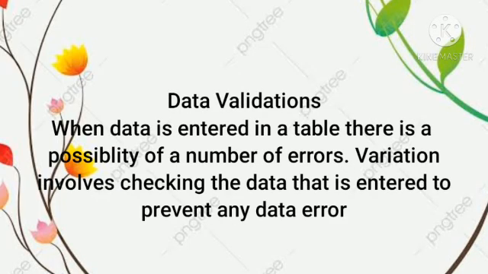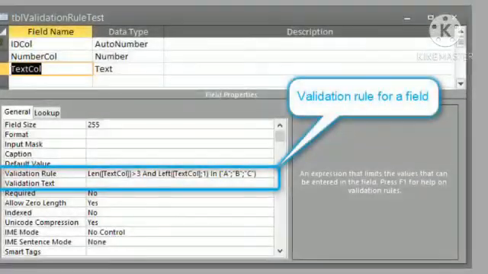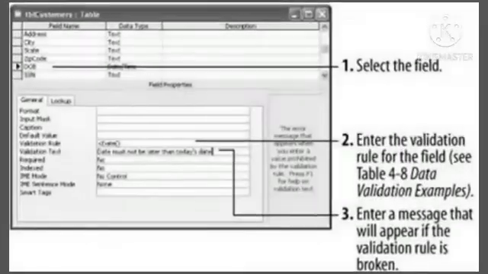Data validations. Data validation provides a message to help users who input data that is not valid when data is entered. Access checks to see whether the input breaks a validation rule. If so, the input is not accepted and Access displays a message.